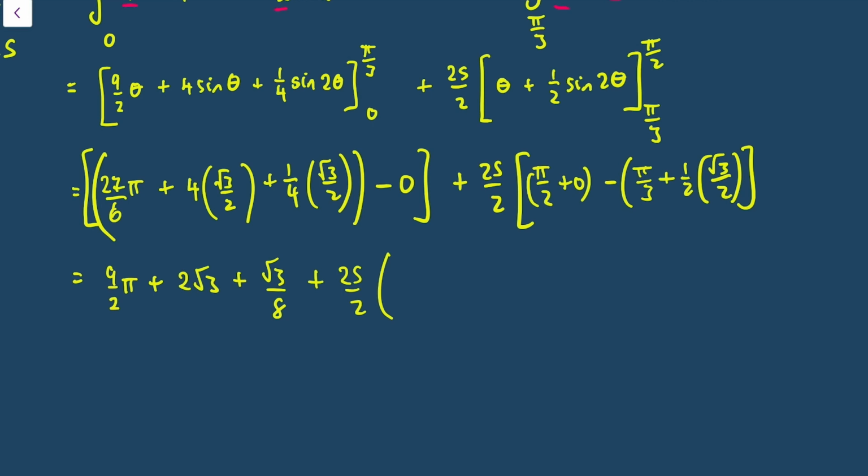pi by 2 minus pi by 3, which is going to give me pi by 6. And then I've got, not plus, I've got minus √3/4. So let's now simplify this. This gives me, I'll have 9 by 2 pi plus 25 pi by 6. So that's 9/2 plus 25 divided by 6, which gives me, sorry, not 25 divided by 6, it's obviously 25 divided by 12.